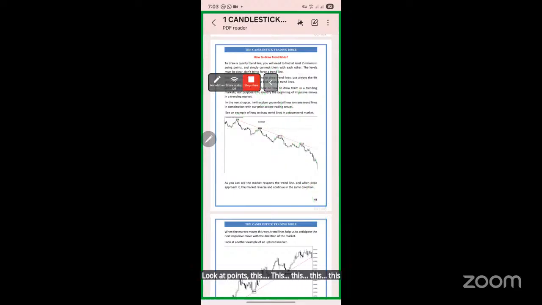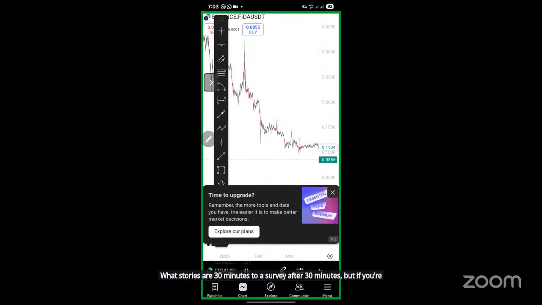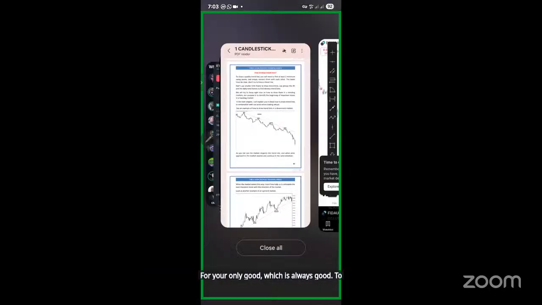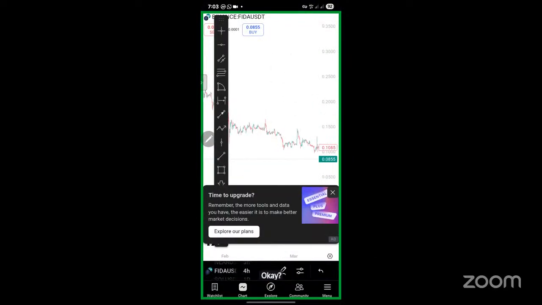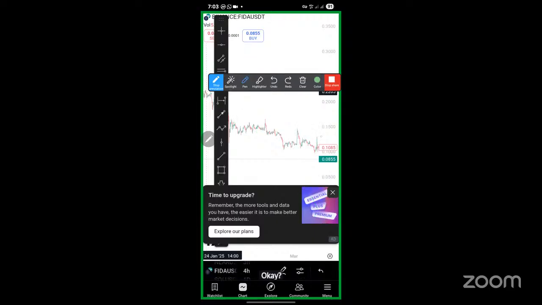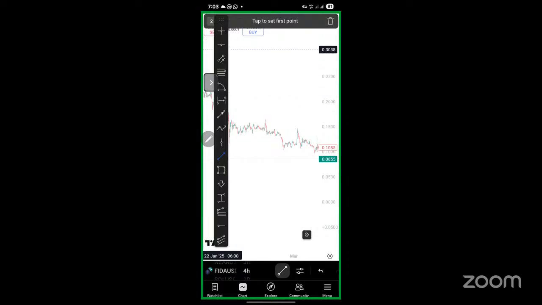This can be done in each and every time frame, whether 30 minutes or 15 minutes. But if you're doing the analysis for your own good, it is always good to draw the trend line in the 4 hours. Okay, it is always good to draw the trend line in 4 hours. For example, here, and here. So bring a trend line up here.